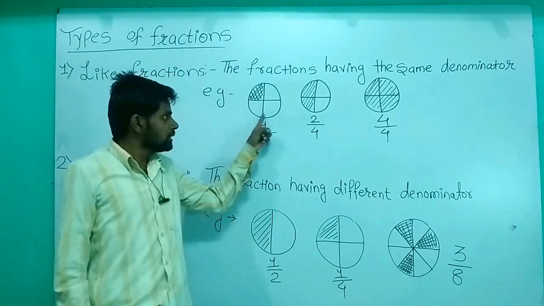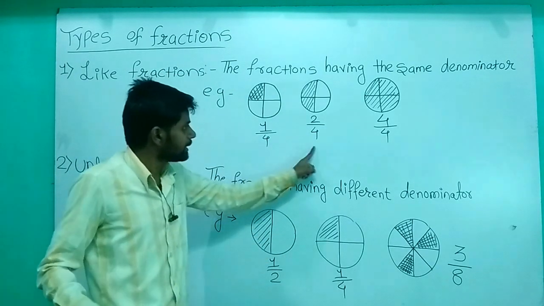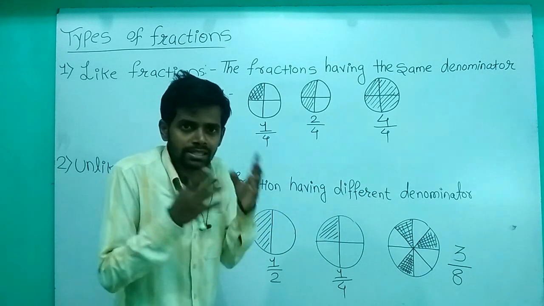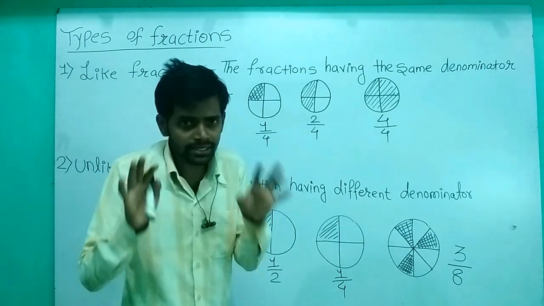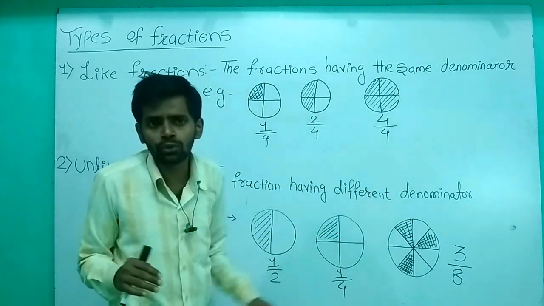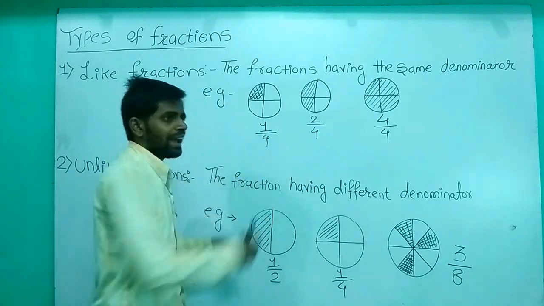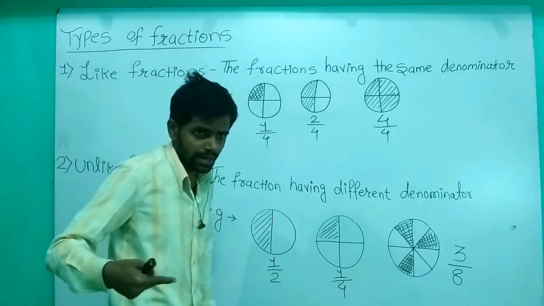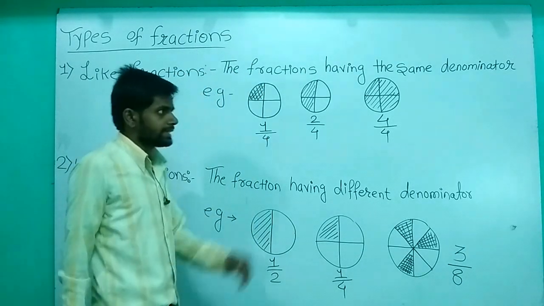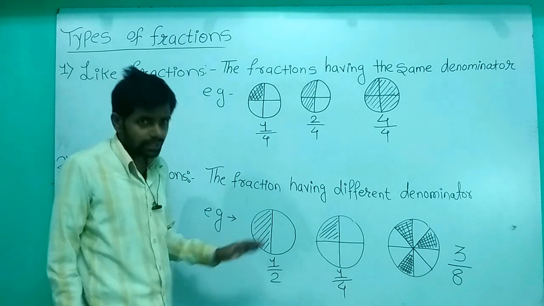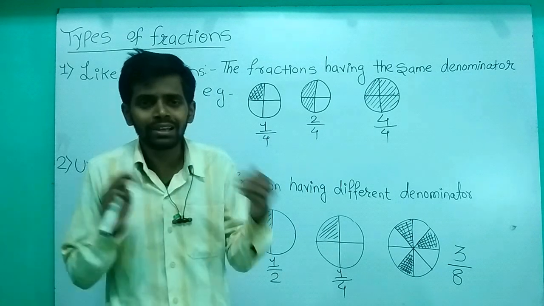I am saying it again. In these 3 fractions, the denominator is same. If the denominator is same, it means that these 3 fractions have total number of parts 4, 4, 4. All these 3 fractions have the total number of parts 4. The total number of parts should be equal for all. Then we can say that it is a like fraction. So what is meant by like fraction? The fractions having the same denominator are called like fractions.